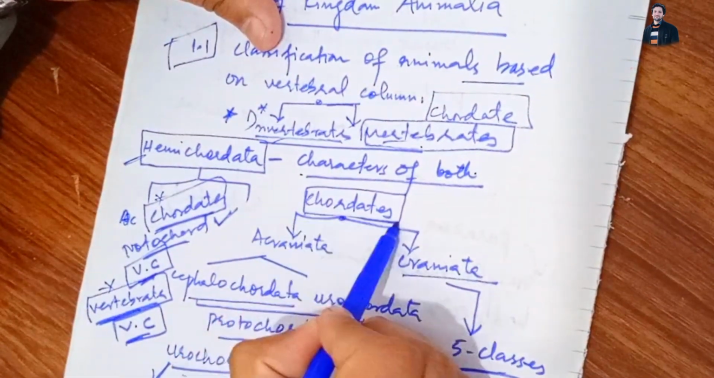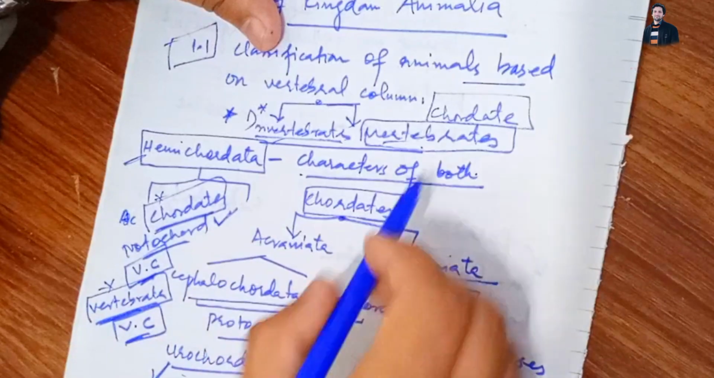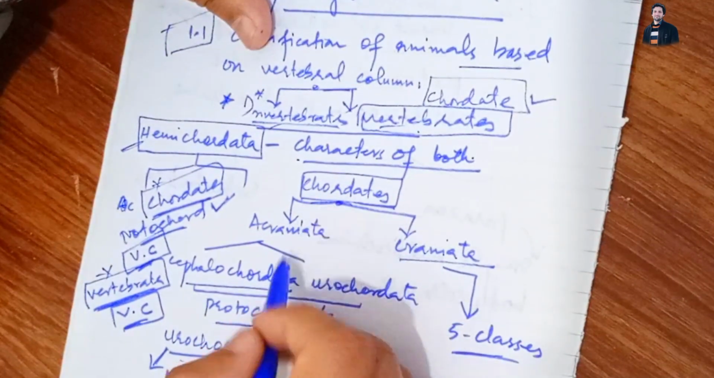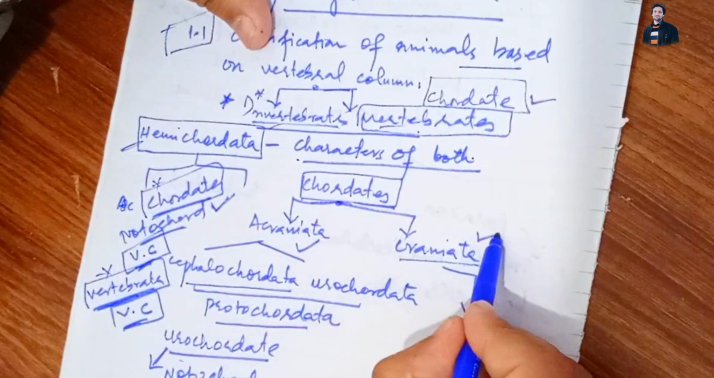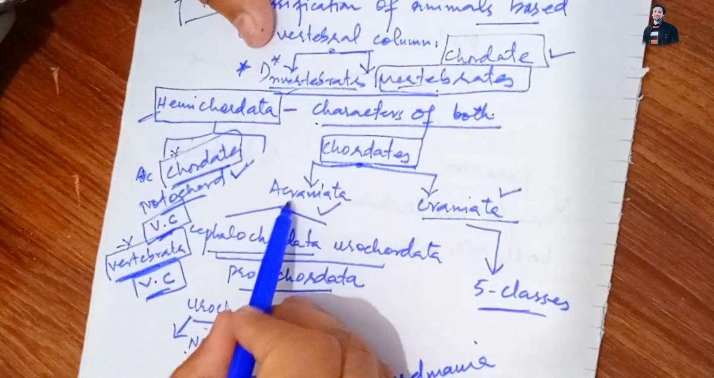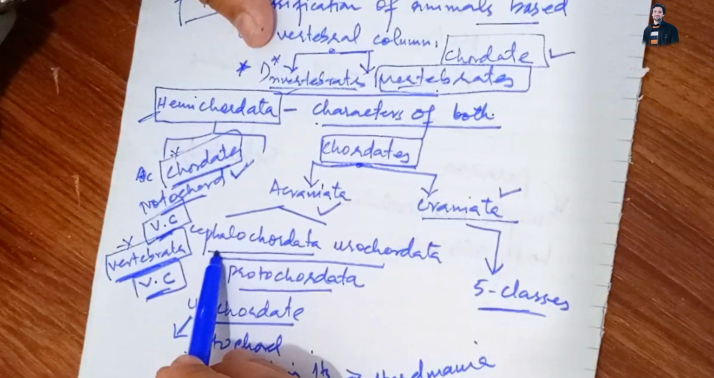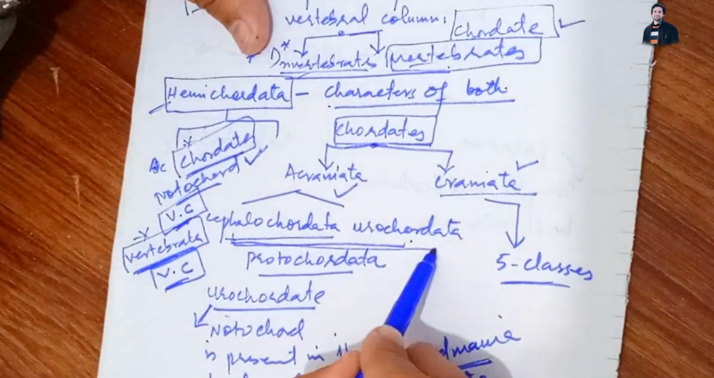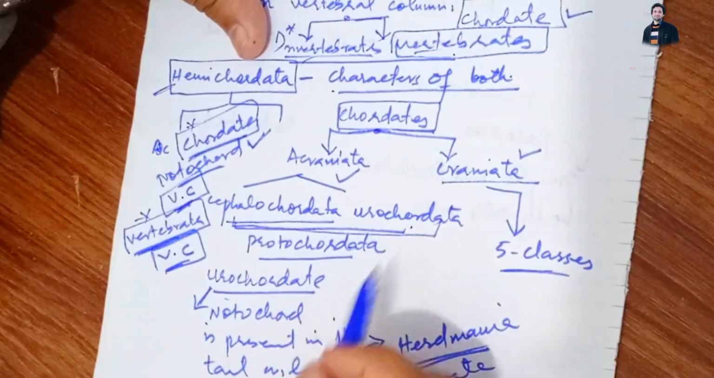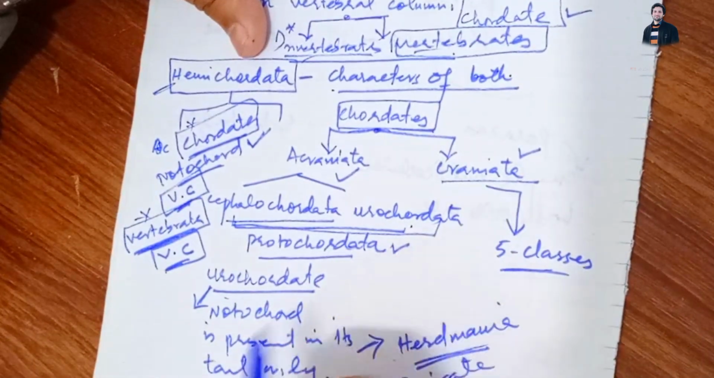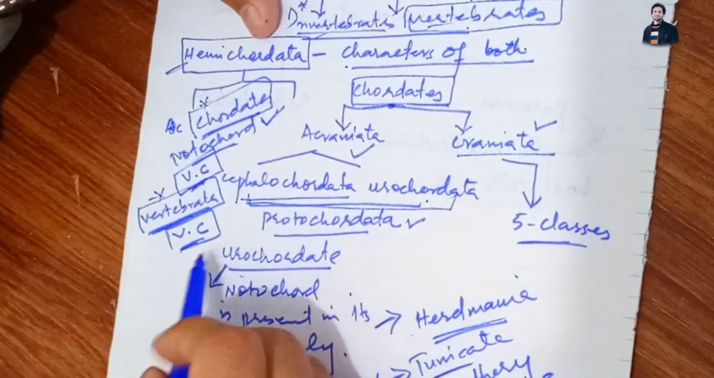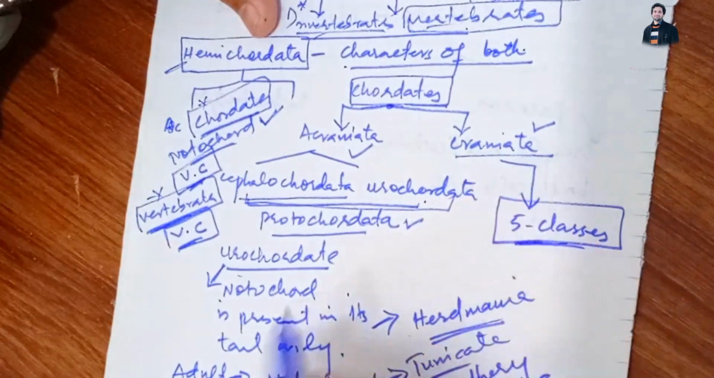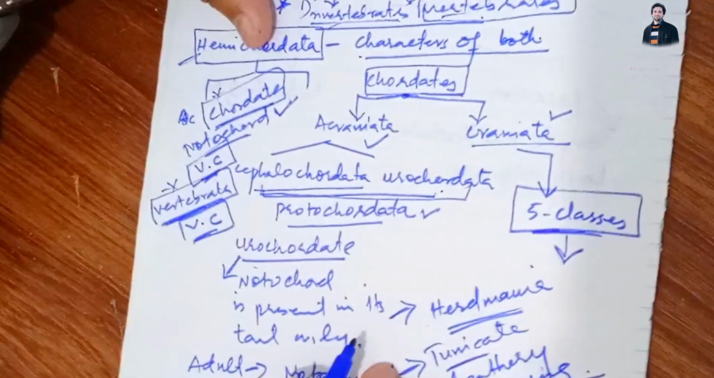Now coming toward the classification of chordates. Okay, so we classify chordates into acraniata and craniata. Now we further classify acraniata into cephalochordates and urochordates, and collectively we call both of these protochordates. Now the craniata is further divided into 5 other classes, which we'll be discussing later.